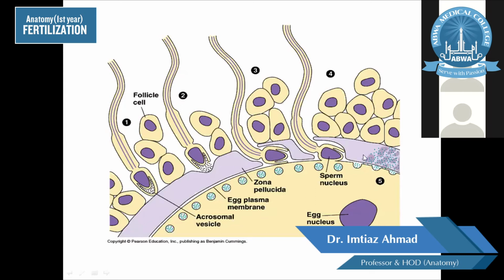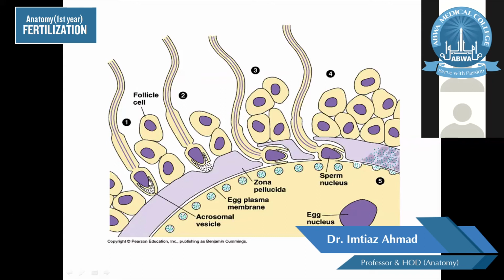This is zona pellucida. This is the secondary oocyte. These are the sperms. And these are the follicular cells through which they are making way to get contact with the zona pellucida.